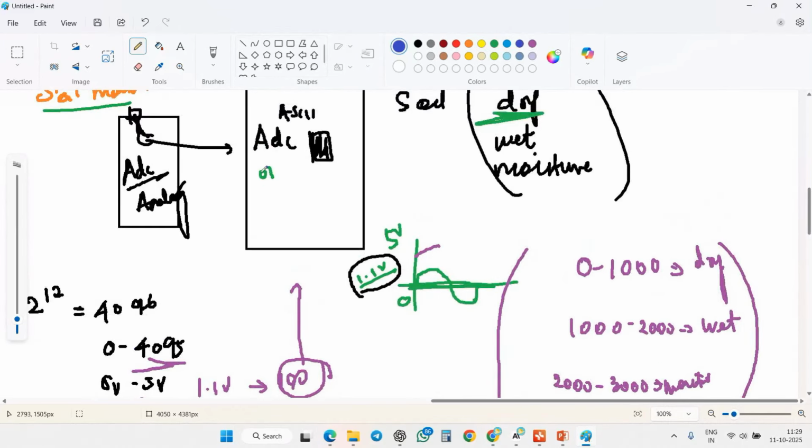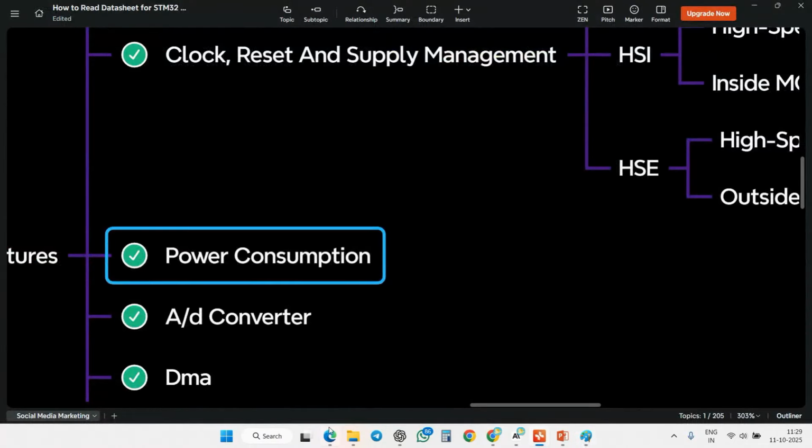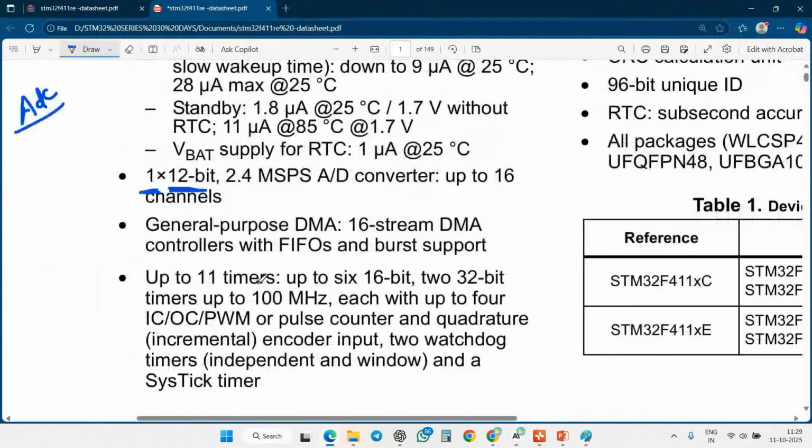Because my microcontroller can't understand this voltage value, we simply use this resolution value, splitting the data and implementing it in my code. This is called the resolution. Okay, I hope you got it, super clear on this point.